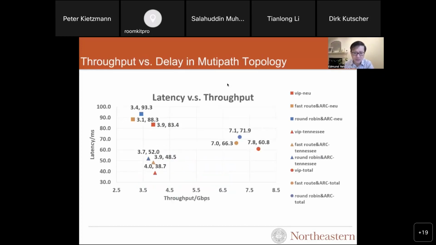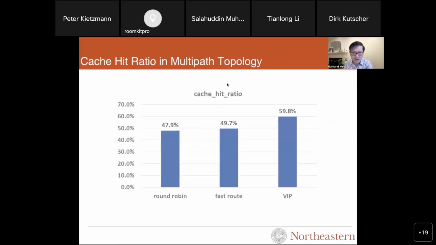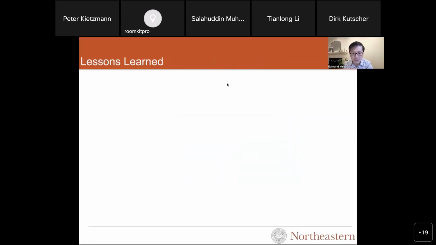Okay. So again, looking at these throughput versus delay numbers. Let's just look at the overall numbers here between round robin plus ARC, fast route plus ARC in orange, and VIP in red. And again, you see that VIP is able to improve significantly in both throughput and delay in the overall sense. And in fact, it also does the best if you look at the individual consumers. So again, this is a confirmation of VIP's performance. And also when we look at cache hit ratios, which is all the cache hits divided by all the requests, once again, VIP comes out on top, significantly better than round robin plus ARC and fast route plus ARC. All right, so these are the experimental results which we've obtained.